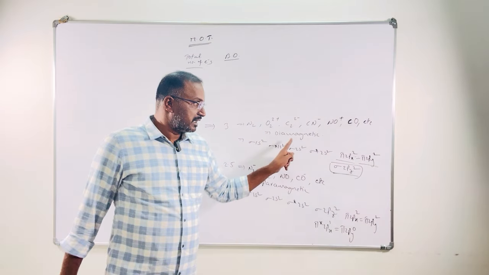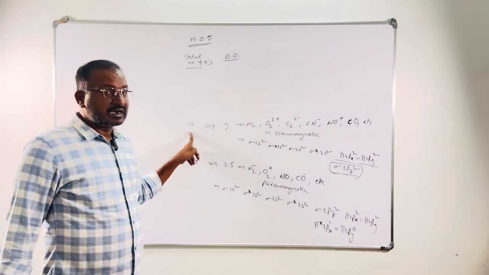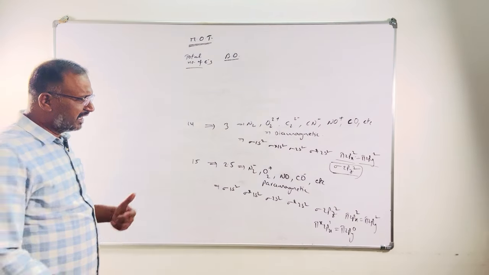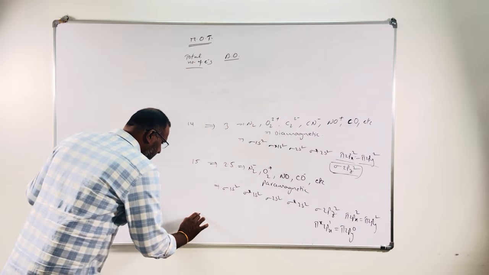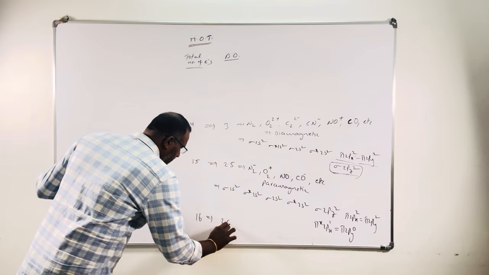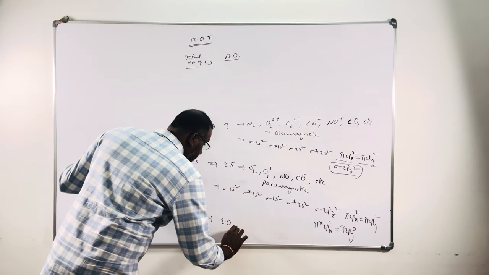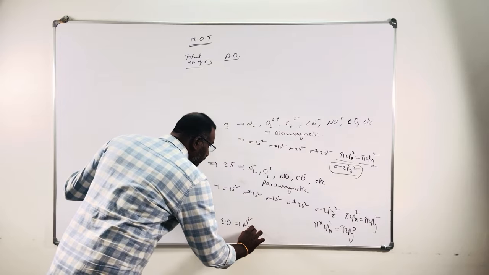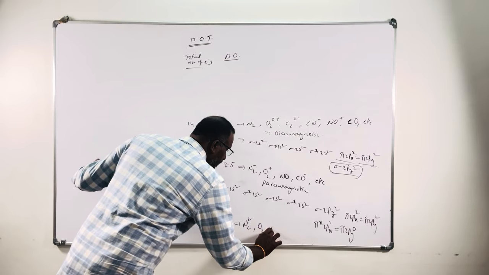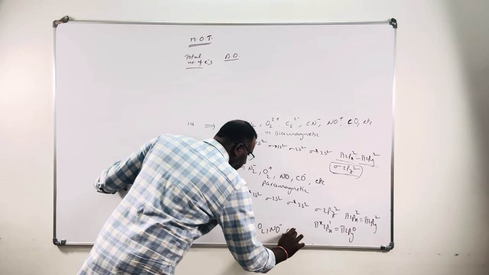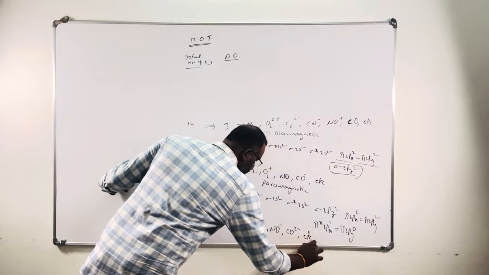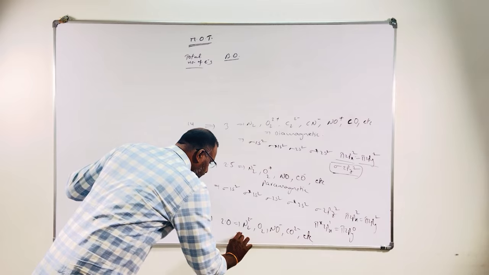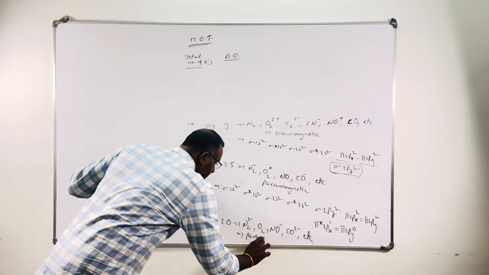If there is no unpaired electron, it is diamagnetic. Total electrons 14, bond order 3. Total electrons 15, so 2.5. Like that you can write for 16 also. If it is 16, bond order is 2.0. It is also paramagnetic. Examples are N2 2 minus, O2, NO minus, CO2 minus, etc. In all these cases, bond order will be 2, and it is also paramagnetic.